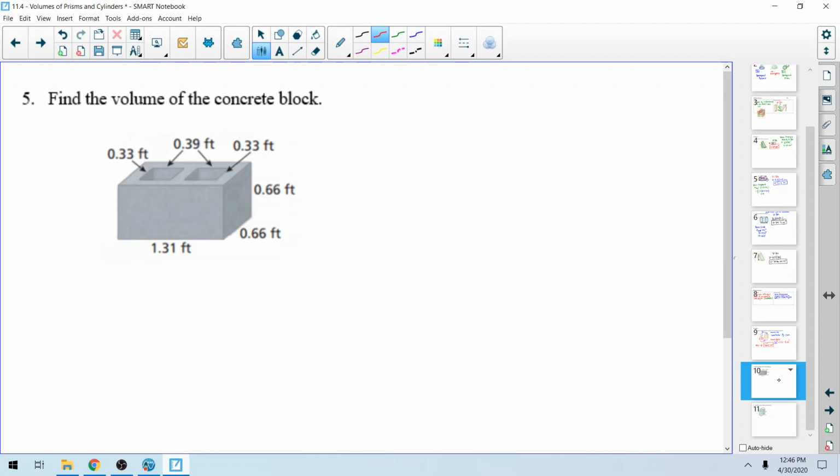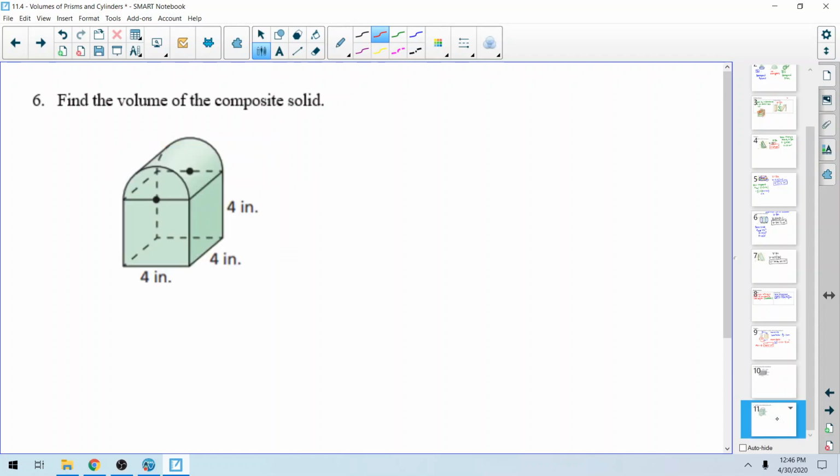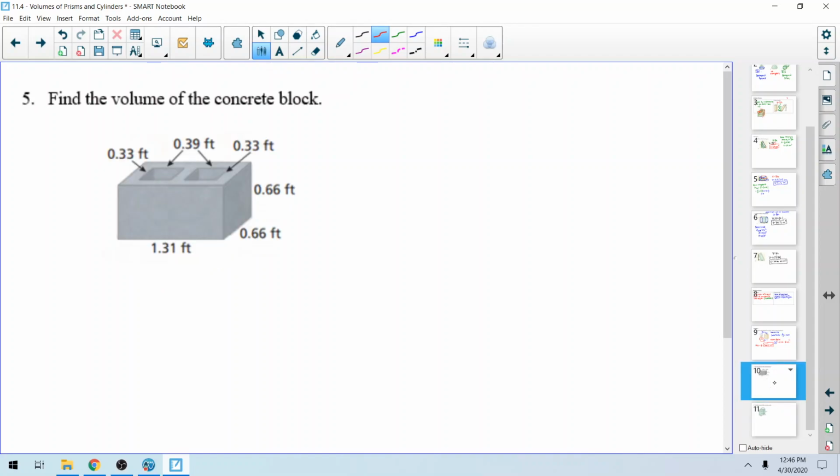Okay, find the volume of the concrete block. This is considered a composite solid because you have to do multiple things, but a preview, that's really a composite solid where you're going to take something and stick something else on the top of it. But anyways, find the volume of the concrete block. So first of all, I'm going to start with the entire concrete block, which is a rectangular prism.